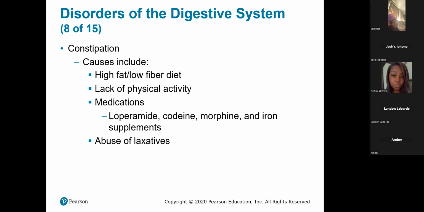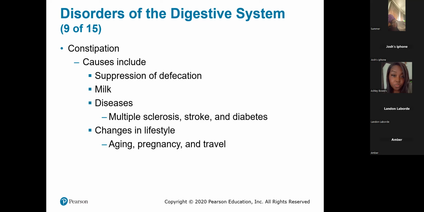Also, an abuse of laxatives. Some of you may have heard of the people trying to use laxatives for weight loss. That is not advisable. And prolonged use of laxatives can actually cause your body to rely on that medication in order to do its job. So in other words, you would kind of sort of get stuck not being able to go unless you use the laxative. And again, that's going to occur with prolonged use.